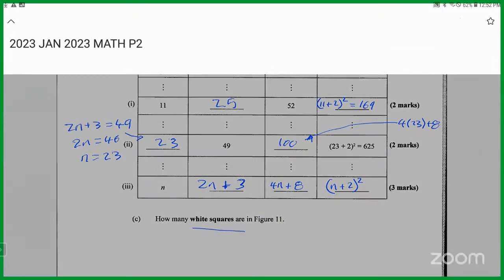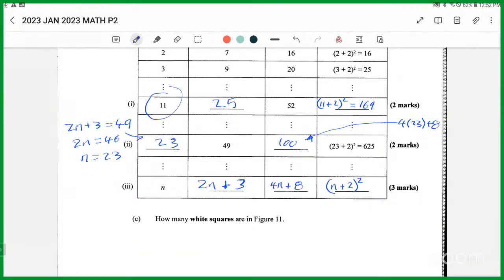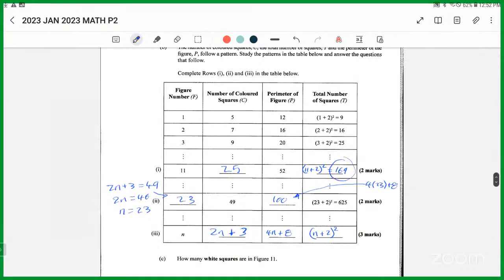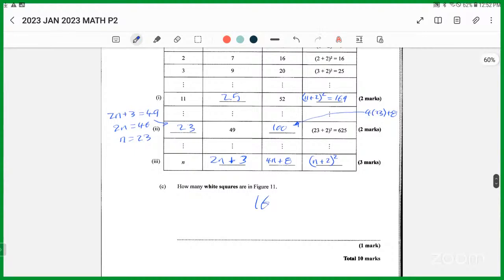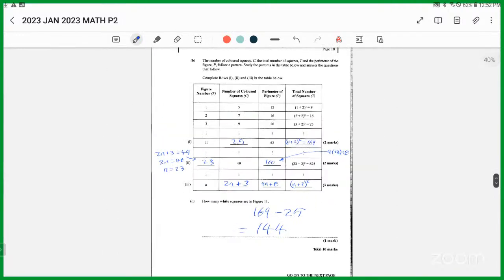How many white shapes on figure 11? Figure 11 here. Remember, this is the total number of shapes, and that's the number of colored shapes. Those are the difference. See that? 169 total minus 25 colored equals 144 white. One mark for that. What a question, done quick. I like it.